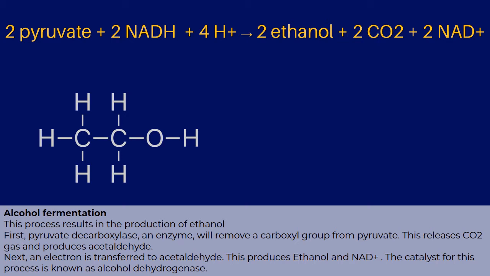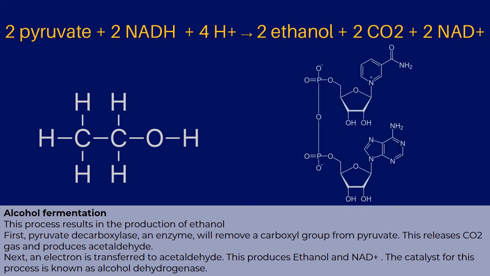Next, an electron is transferred to acetaldehyde. This produces ethanol and NAD+. The catalyst for this process is known as alcohol dehydrogenase.